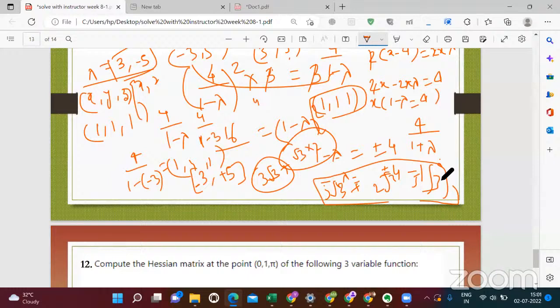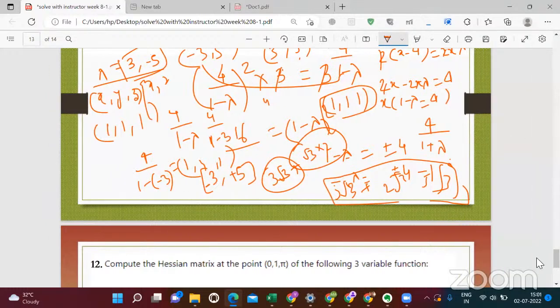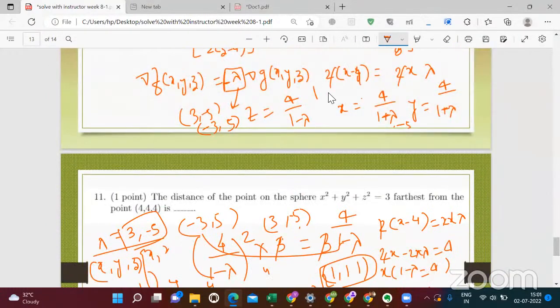And the point would be the reflection of 1, 1, 1 in 0, 0, 0, right? So if you take the reflection of 1, 1, 1 in 0, 0, 0, what do you get? Every component will have a minus.